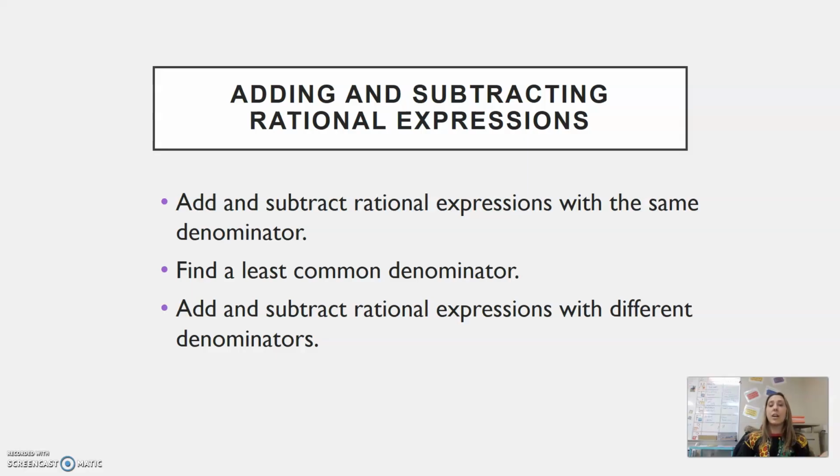So adding and subtracting rational expressions have the same rules. To add or subtract rational expressions, you have to have the same denominator. It doesn't matter. Adding and subtracting fractions, you always have to have that common denominator. You find the common denominator by finding the least common denominator. So you don't want to just multiply both of them. Sometimes that's the way it works, sometimes it doesn't. And then you want to add and subtract the rational expressions with different denominators. So that's what we will be doing.